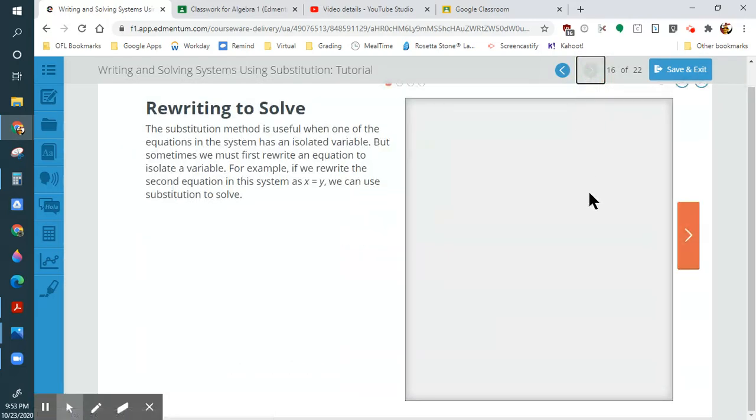So let's rewrite the equation to solve. So guess what? This is not helpful. Not at all.